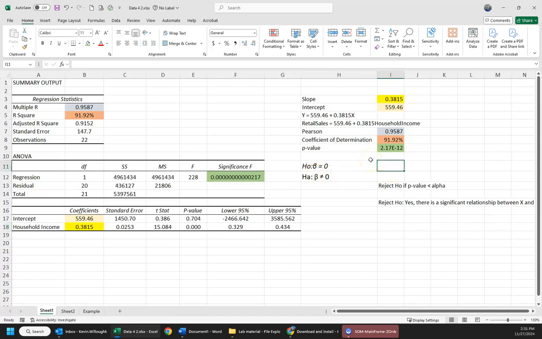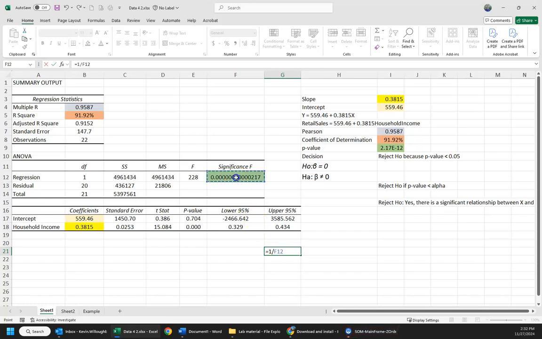P-value is small. How we define small is by comparing it to alpha. Alpha is 5% or 0.05. Therefore, our decision is going to be reject the null hypothesis. So the second part of this is basically the decision. Is there a significant relationship between x and y? Explain your answer. Alpha is 5%. We are basically saying reject the null hypothesis because the p-value is less than alpha, is less than 5%.